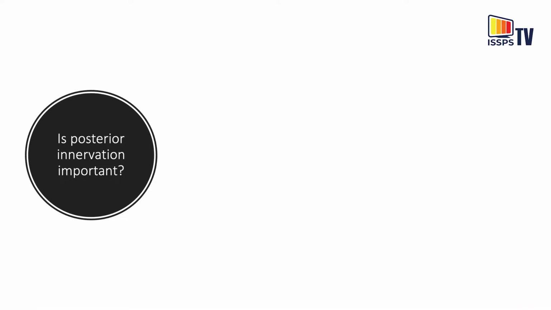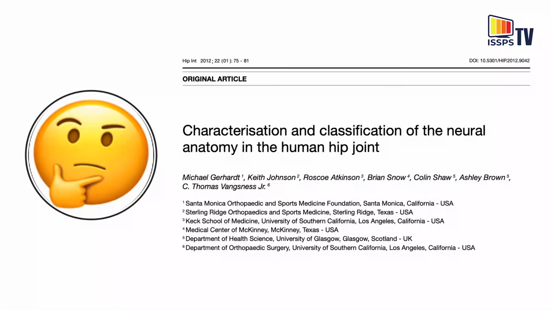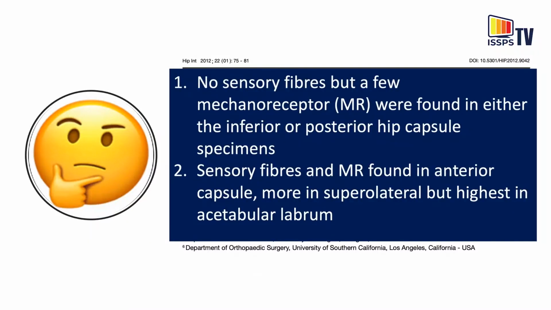And the question is, do we really need to look after this? Well, in terms of a histological staining study back in 2012, this study suggests that the fibers that carry nociception, the pain fibers, are more in the anterior capsule, which is basically what the PENG block is supposed to target, or the superolateral, which is the weight-bearing area. In the posterior area, the vast majority of fibers are actually mechanical receptors. So they are not really contributing to the acute pain situation.